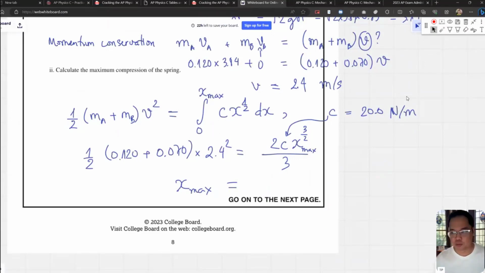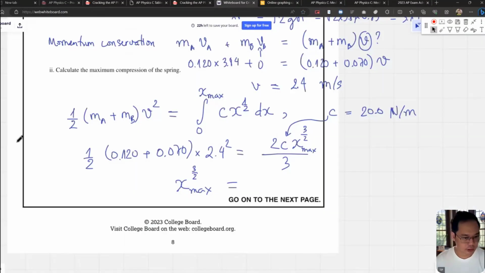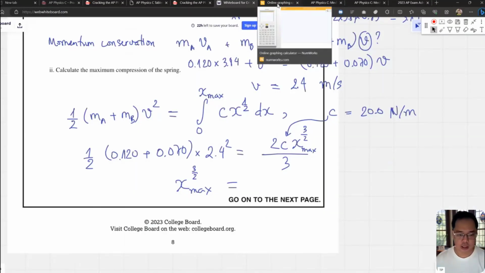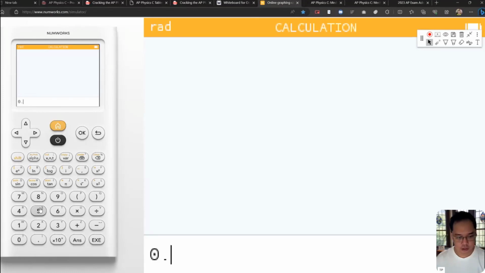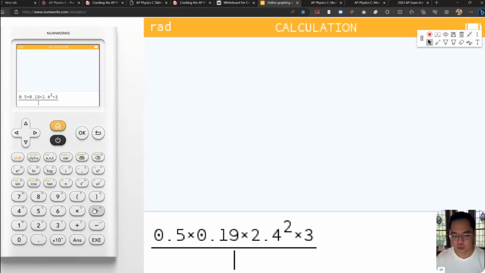Okay, let's calculate x to the power 3/2 first, and then we will take the other power later. Taking all the value on the left side here times 3, and then divide by 40. Open the calculator. All the value on the left is 1/2 of 0.19, times the square of the speed, which is 2.4 squared. And then this is the left side times 3, and then divide by 2 times C, which is 40.